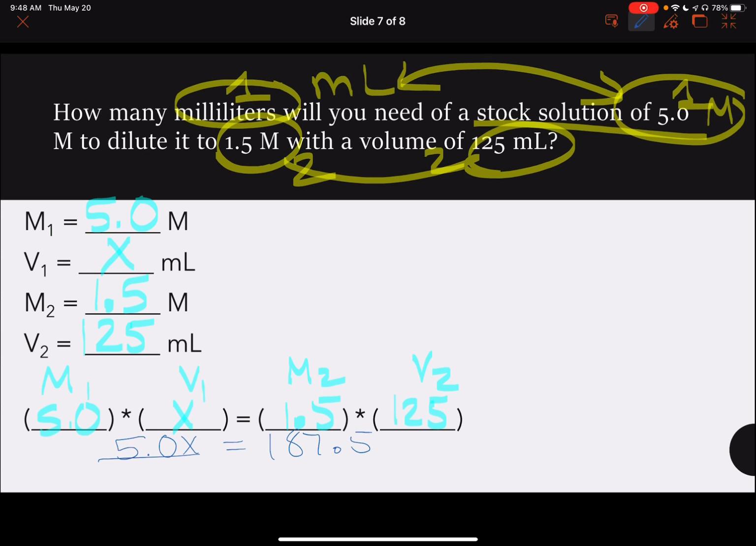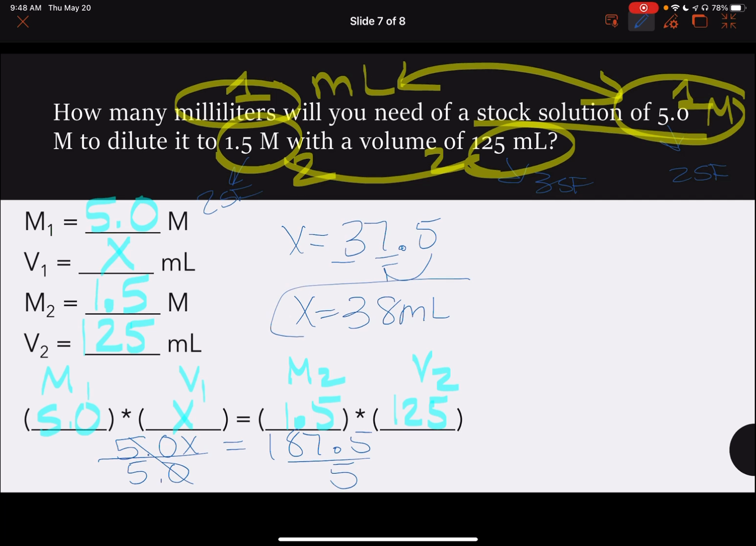How do we get X by itself? We're going to divide both sides by 5. So X is going to be equal to 187.5 divided by 5, and we get 37.5. Now, if we look at our sig figs, we're going to have 2 sig figs here, 3 sig figs here, and 2 sig figs here. So I'll count over 1, 2, and we would see that we would have 38 milliliters.